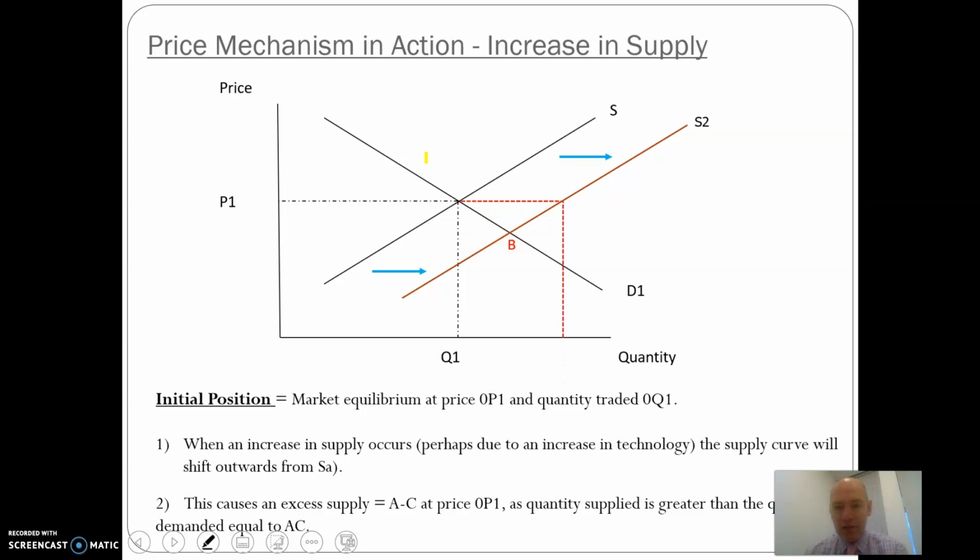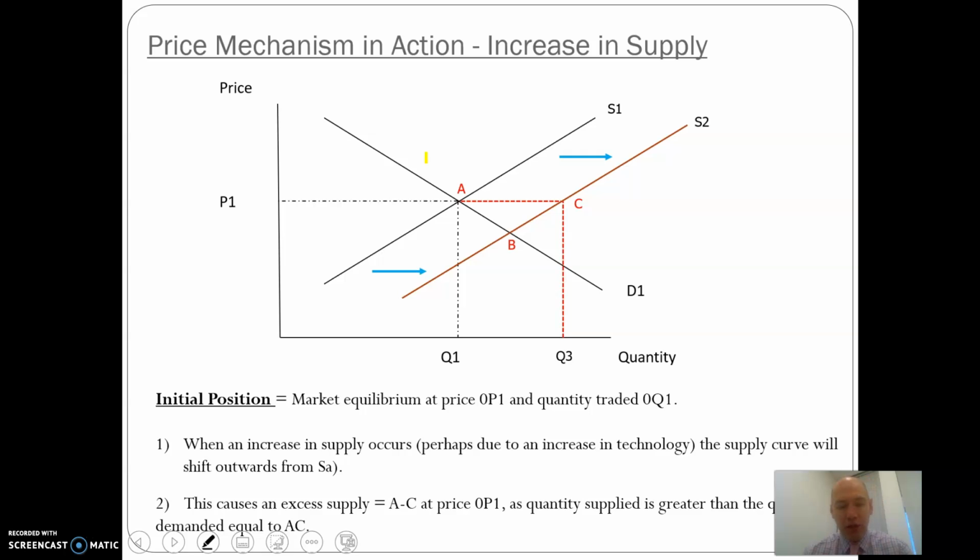Let's show that. So the excess supply, think about what's happening at a price of 0p1. Consumers still demand 0q1, but firms now supply 0q3. So there's excess supply equal to AC. Now you should know what happens when there's excess supply. Firms are producing more than consumers want, so what will they start to do?